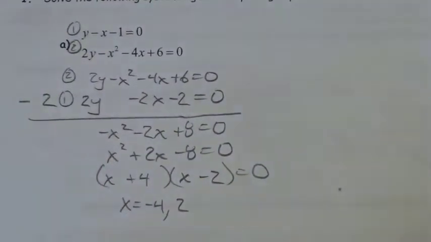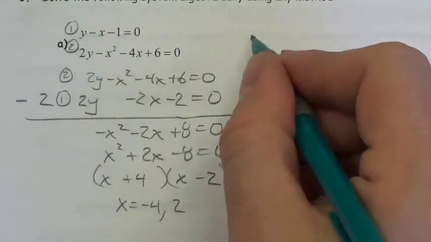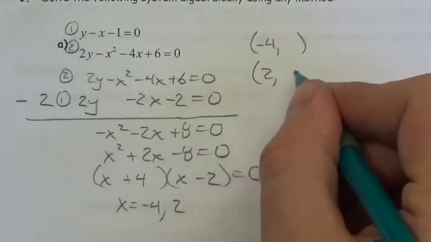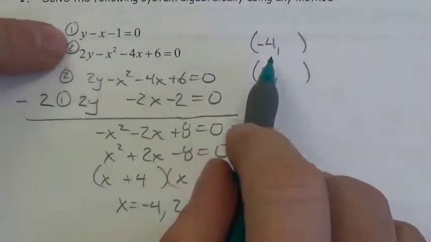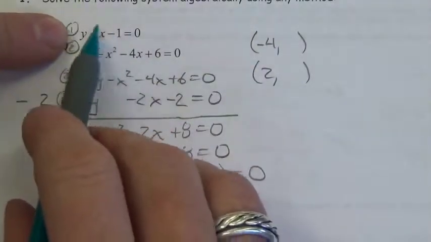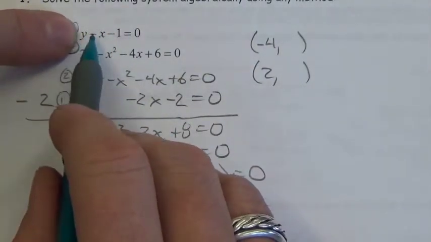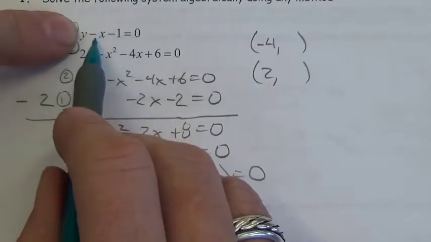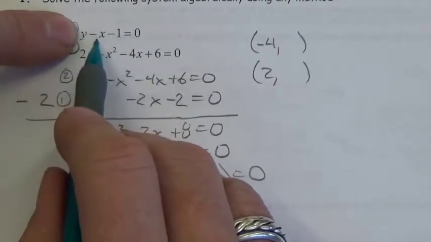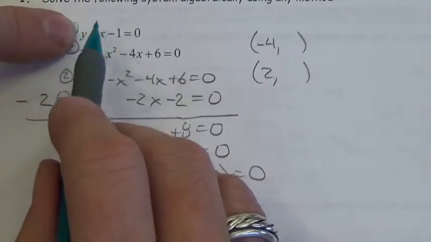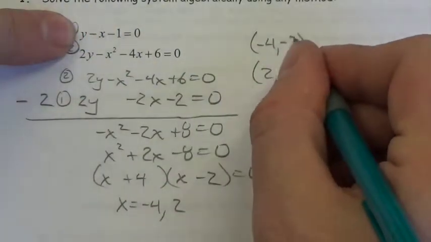Good. So now we've got two possibilities here. Negative 4 comma something. 2 comma something. Let's take that negative 4. Let's go back to the linear because we're lazy and the linear is easy. So y minus negative 4. So that's y plus 4 minus 1 equals 0. Plus 4 minus 1. So that's y plus 3. y is equal to negative 3.